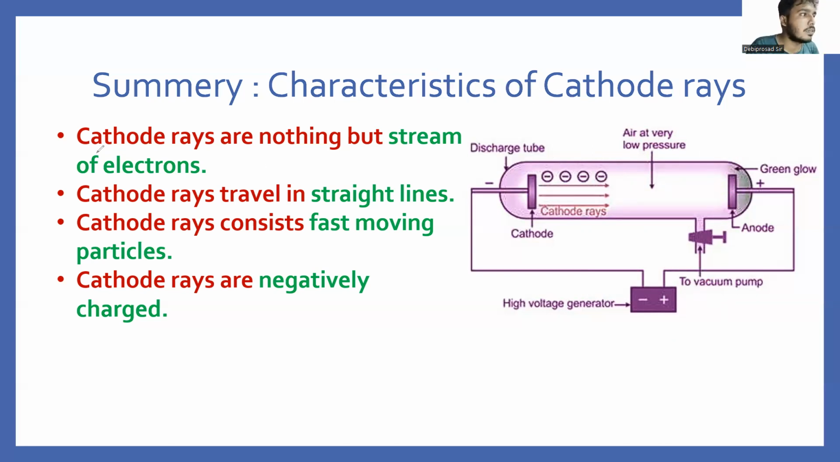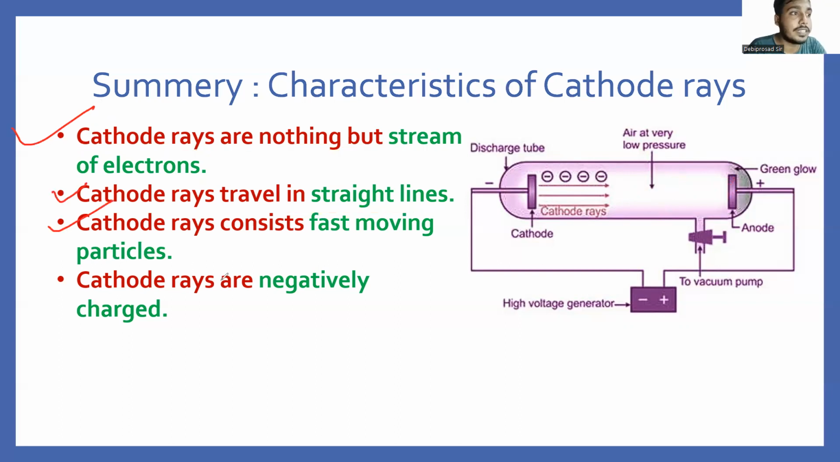So let us conclude some things. Number one, what we have learned: cathode rays are nothing but a stream of electrons. Next, cathode rays travel in a straight line. As we have seen, when we placed something there, a shadow was created over here. That means they move in a straight line. Number one and two are done.